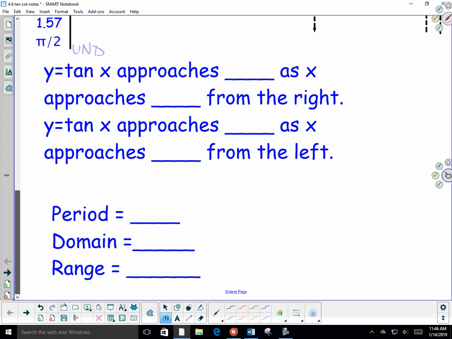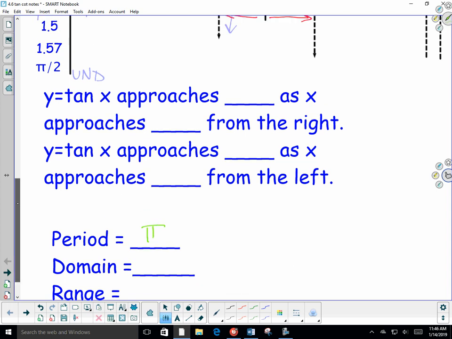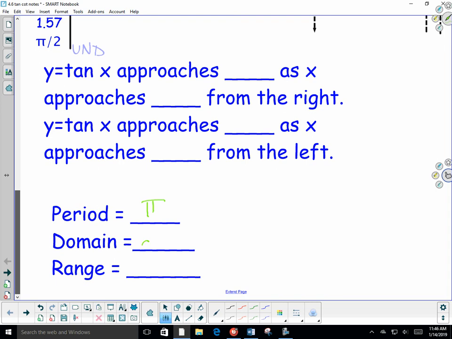Let's skip all that good stuff there, but let's get to this. The period we just talked about is pi. And the domain is going to be what? Well, it's going to be all real numbers except those values that we were talking about, except x equaling negative pi over 2, pi over 2, 3 pi over 2, and so on.